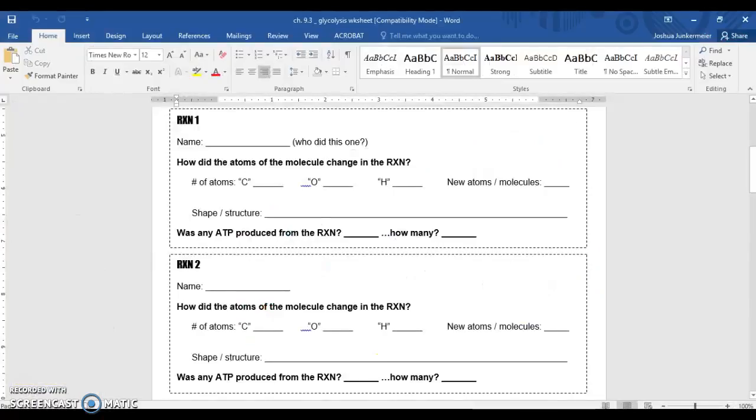So again, on the worksheet, briefly, you go through each reaction and you talk about how the number of carbon, oxygen, or hydrogen atoms have changed along the way. You describe the structure in your own words. Were there any new molecules or atoms added to the structure, etc.? All right, good luck.